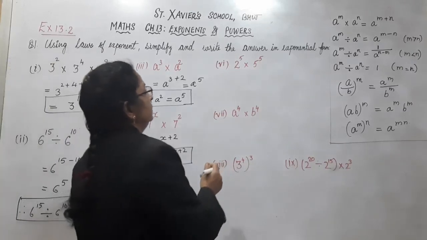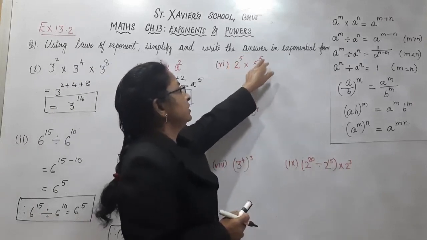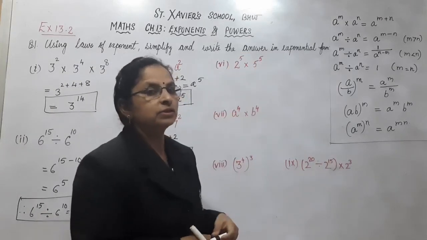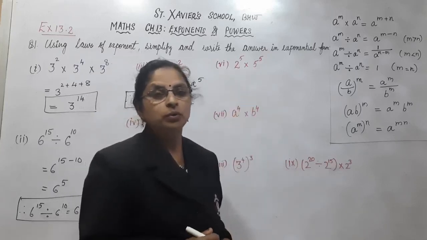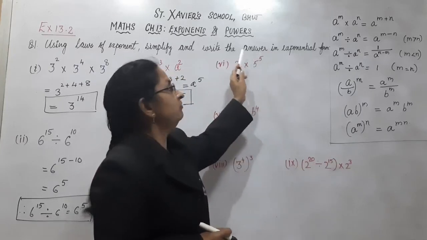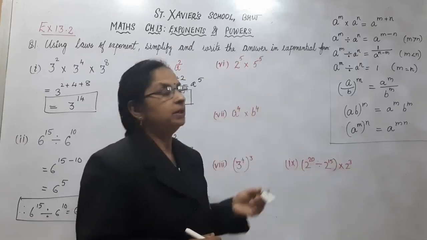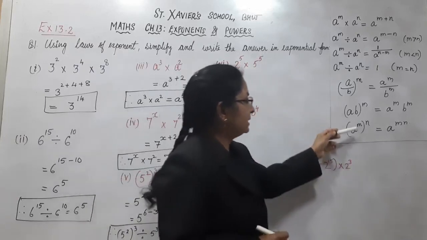Next question, 2 raised to 5 into 5 raised to 5. Is there any difference in this question? Here both the bases are not same. So what to do? But power is same. Then we can take the power as common, taking the bases together. That is of this type.